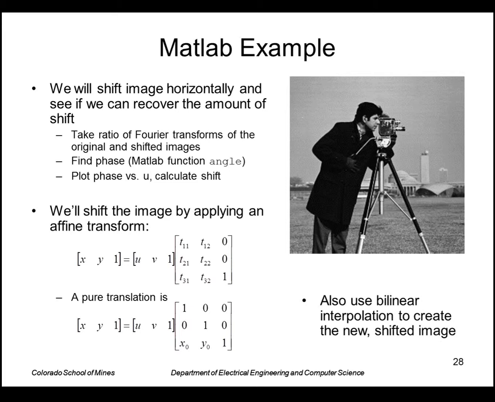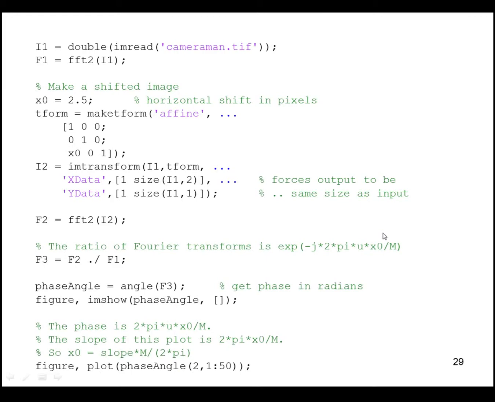So let's do a synthetic example. We'll take this image and shift it by some subpixel amount, take the ratio of the Fourier transforms, find the phase at each point, and plot it to calculate the shift. The way we'll shift the image is applying an affine transformation of this form. Recall that if we put ones and zeros in this upper 2 by 2, then this lower row here is the amount that we're translating. And we'll use bilinear interpolation to create a subpixel shift.